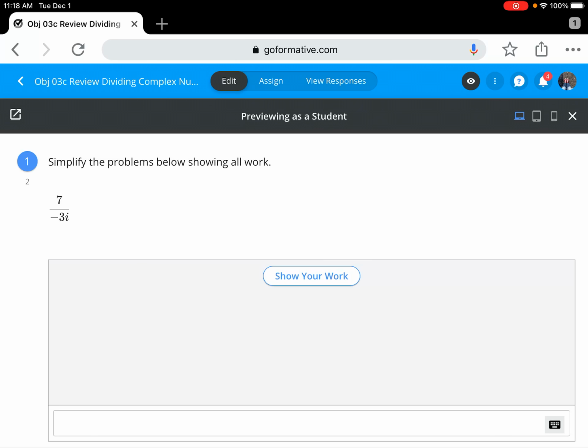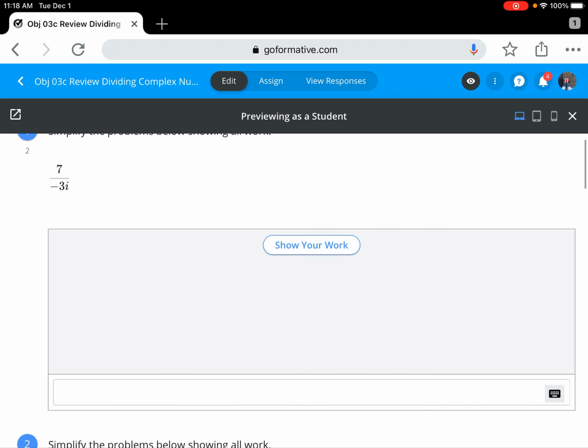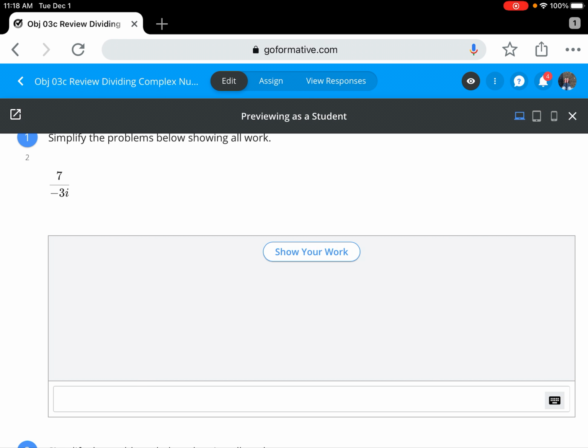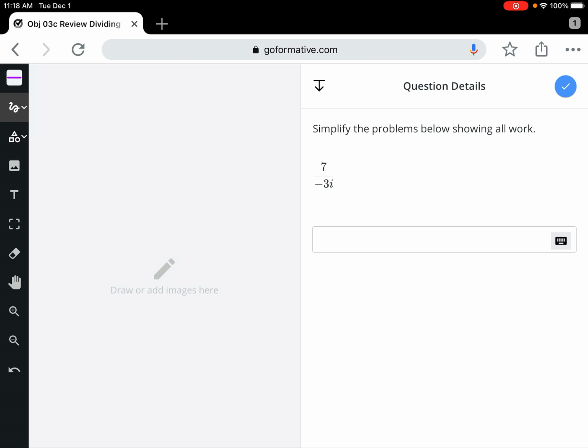Okay, so the first one is simplifying, showing all work. So we have 7 over negative 3i. If the 3 isn't the problem, the i is the problem. And so that's why I multiply by this very fancy 1, my i over i.